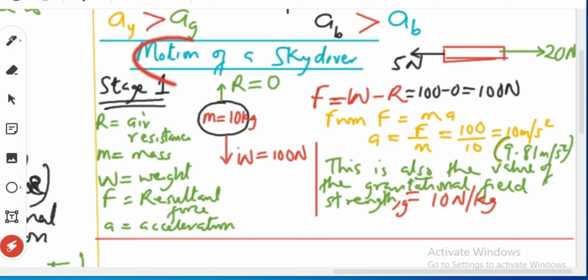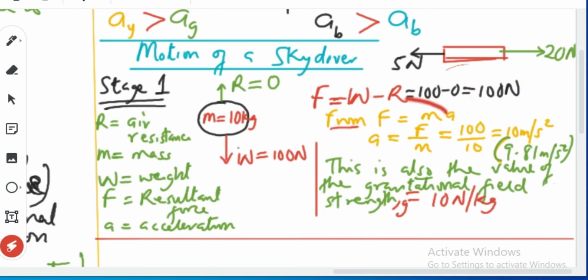I said when a skydiver is about to fall, or any object is falling through air, for the first stage of the fall, when it's just about to fall, there's no air resistance. So the only force acting is weight. So the resultant force, F, will be 100 minus 0, because air resistance is 0, which is 100 Newton.